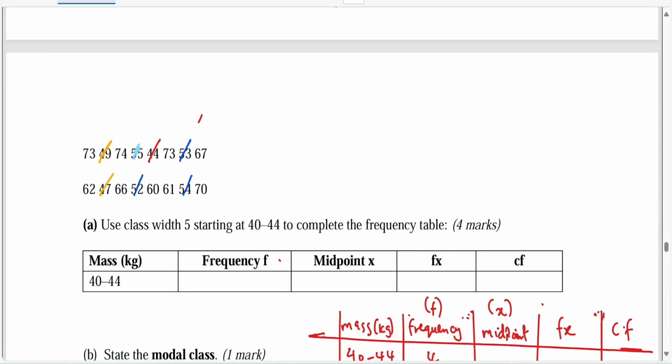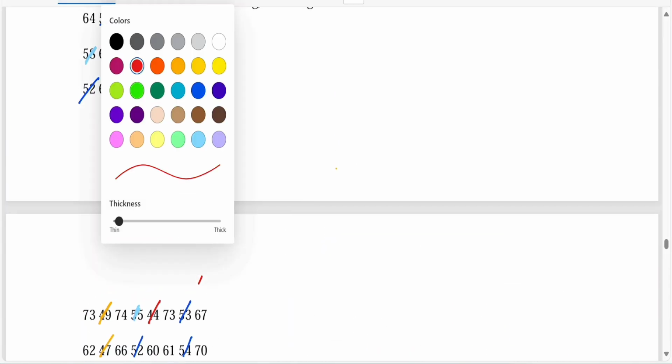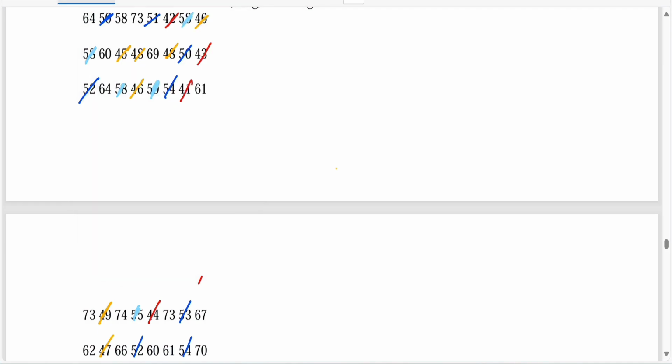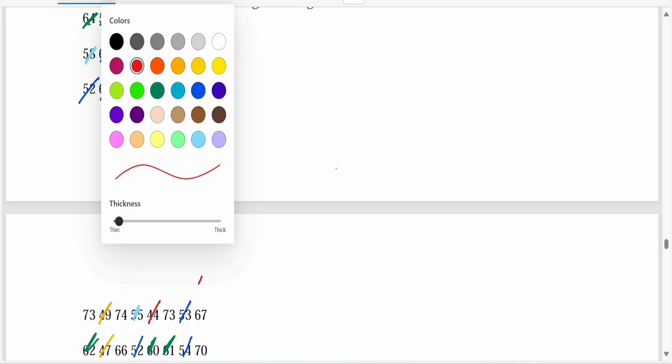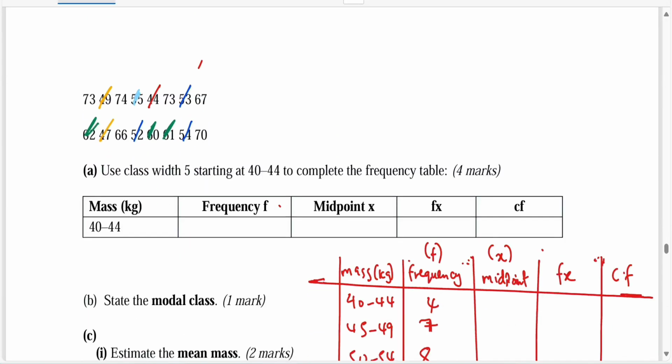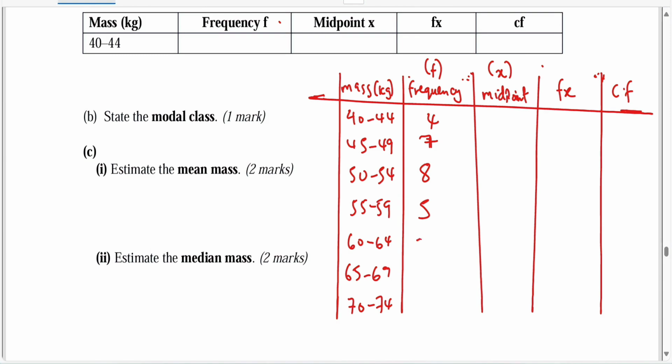60 to 64. Kala ingine sasa, green labda. 60 to 64. This one. Kuna 60 hii hapa. 60 to 64 hii na hii. This one and this one and this one. So 1 2 3 4 5 6 7. So 7 hizo. 7 good numbers.